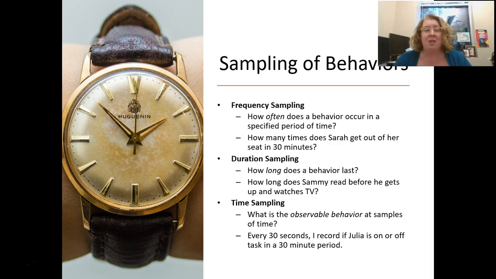And then after 30 minutes, I could say, okay, based upon these 60 observations I have, Julia was off task maybe 50% of the time, and that would give me information about her attention and whether or not I should move forward. So time sampling is another way to collect behaviors. So you want to think about what your behavior is and which of these sampling techniques makes the most sense.